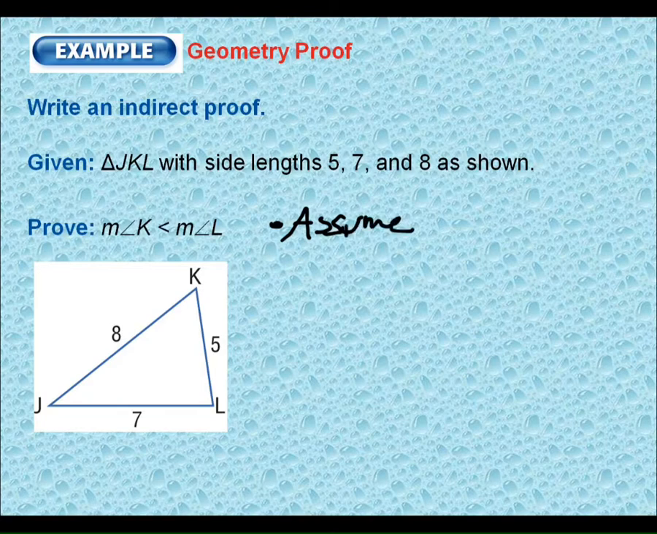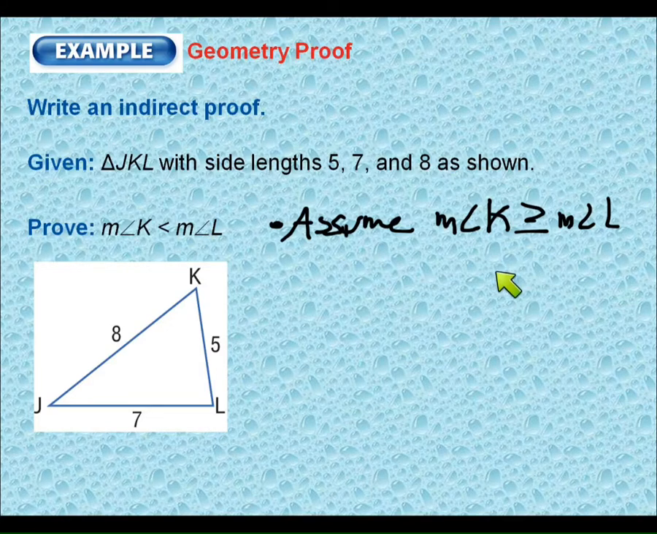Since it's an indirect proof, we start with what assumption here? Angle K is not equal to angle L. Very good. Not equal, but if it's not less than, then it's going to be greater than. So instead of saying not less than, we'll say greater than. So the measure of angle K is greater than or equal to the measure of angle L. We're going to assume this, because that's the opposite of what we're trying to prove.